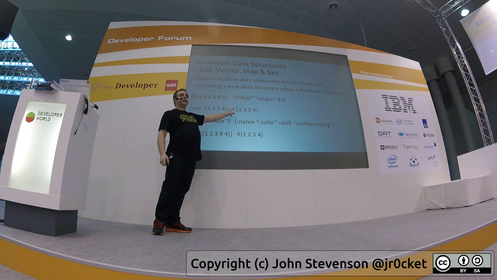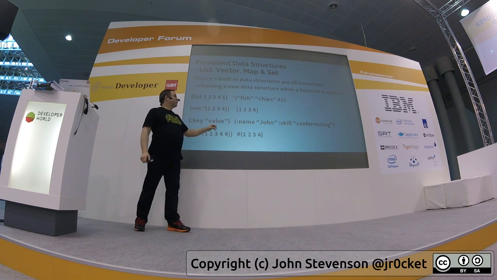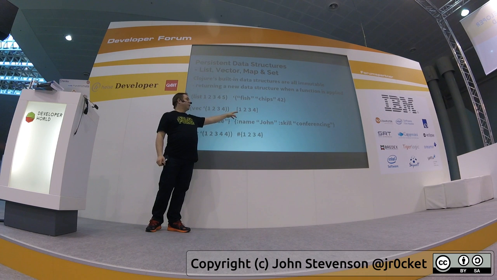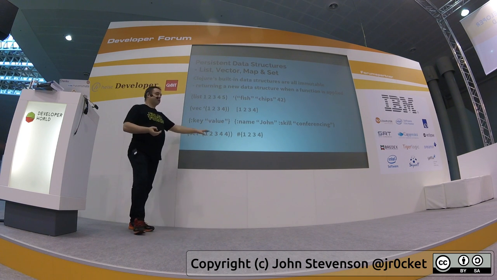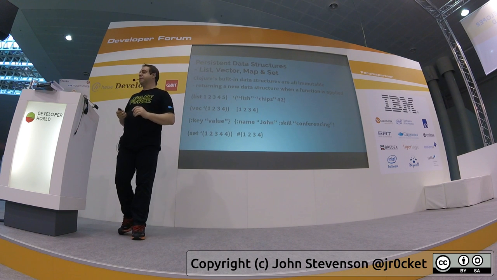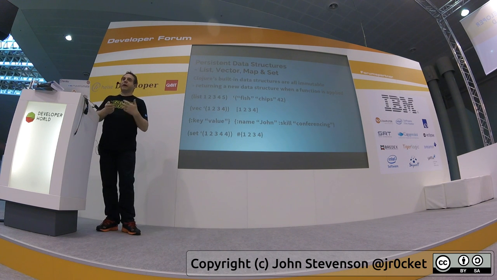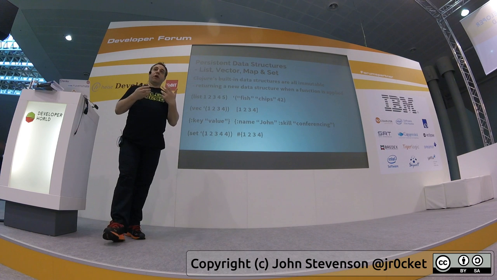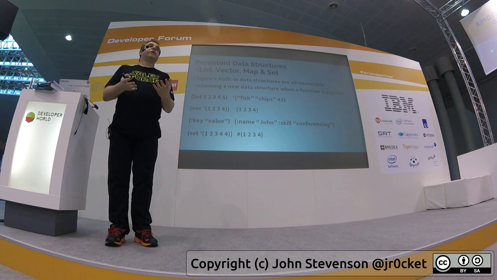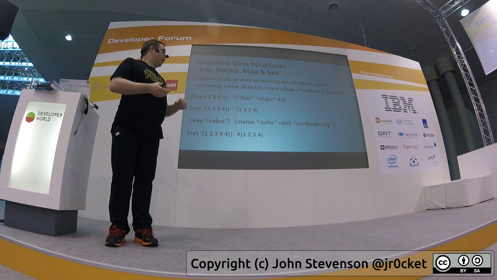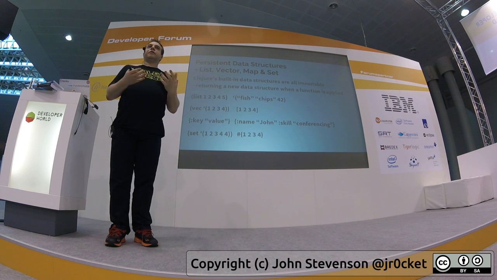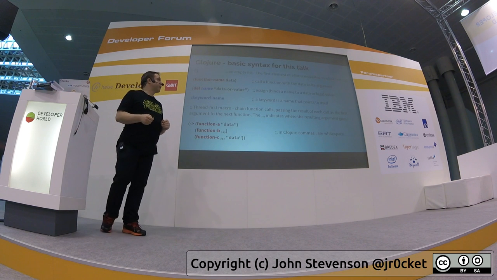A list is in round brackets, vectors in square brackets. We use this for arguments as well, to denote the arguments of a function. A map is like a hash map, so key value pairs. And a set is just a unique set of values. So those are the built-in data structures. Rather than building your own types, you often use these data structures to pull in and manage the data you're working with. Clojure is a very data-driven language.